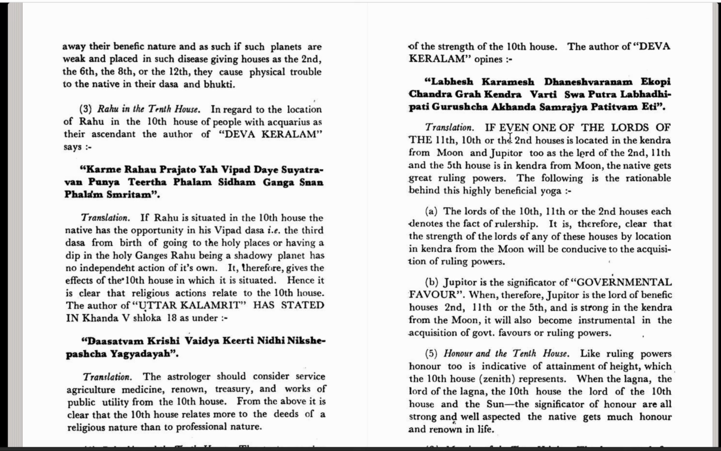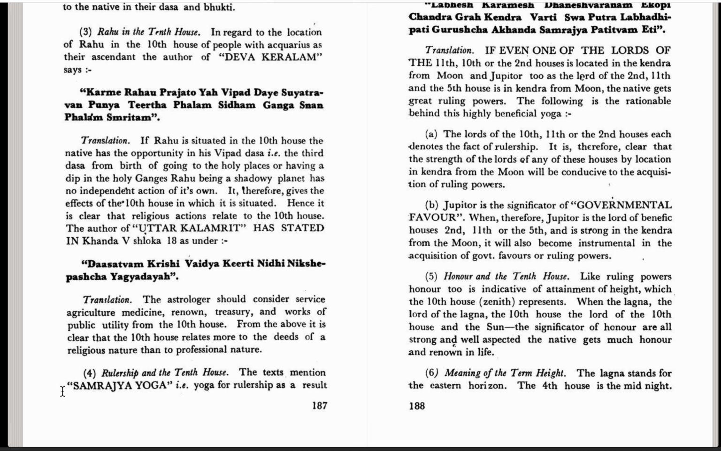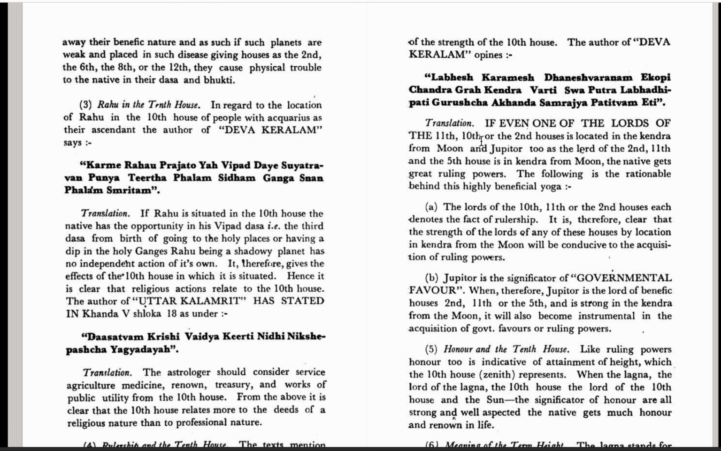And also, there is a Samrajya Yoga. If the second, 10th, and 11th lords are in Kendra to the moon, if even one of the lords of the 11th, 10th, or second houses is located in the Kendra from the moon or Jupiter, as the lord of the second, 11th, and fifth house is in Kendra from the moon, the native gets ruling power.